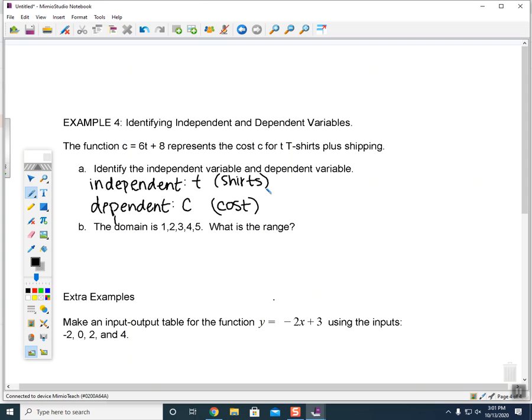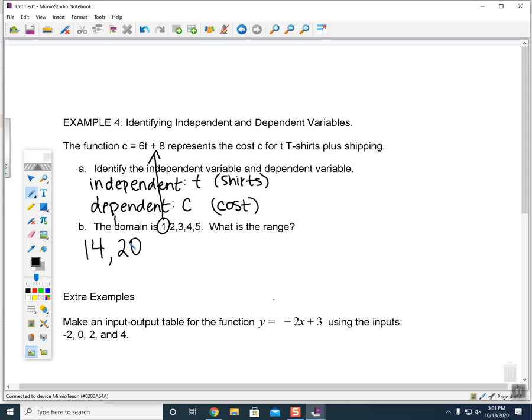So then it's telling me my domain is 1, 2, 3, 4, and 5. What's my range? When I want to figure out my range, I'm going to plug this in. So I'm going to take 1 first and plug it into this equation here. 1 times 6 is 6, plus 8 is 14. So when x is 1, y is 14. Or when t is 1, c is 14. When it is 2, 2 times 6 is 12, plus 8 is 20.